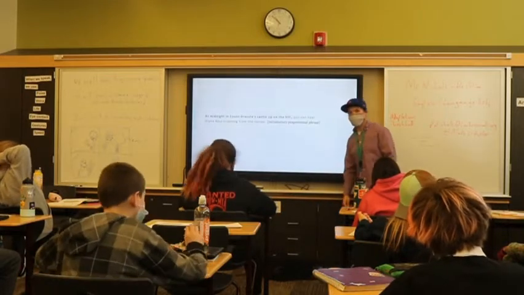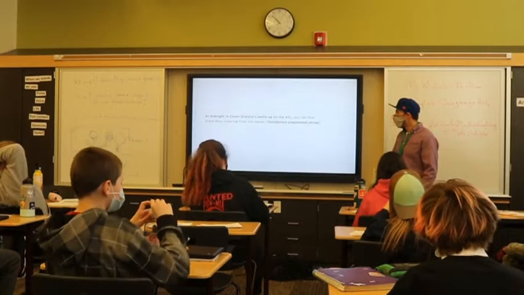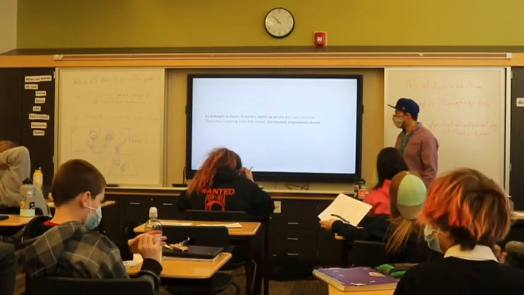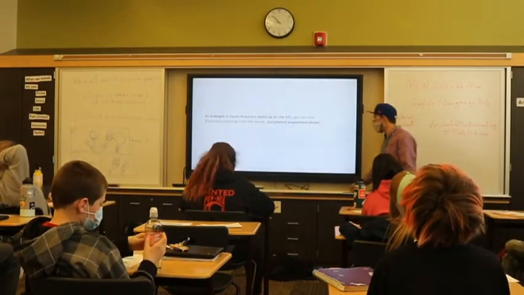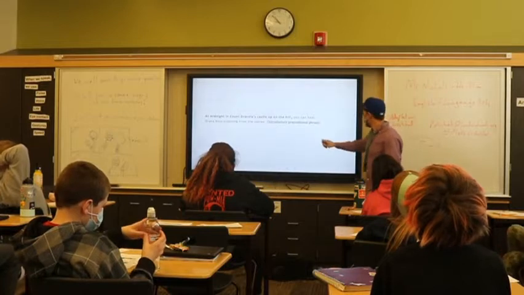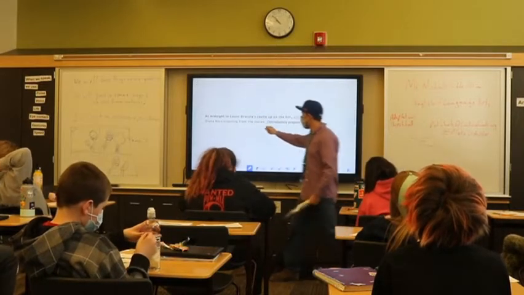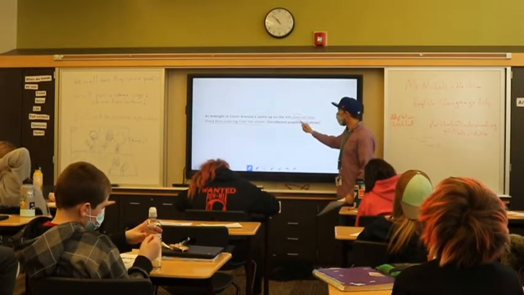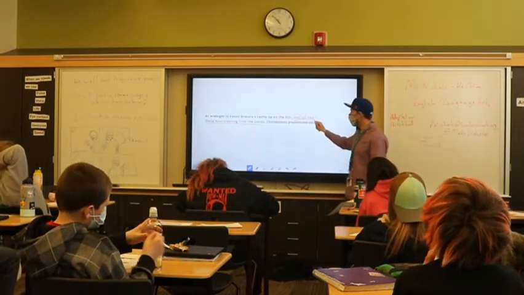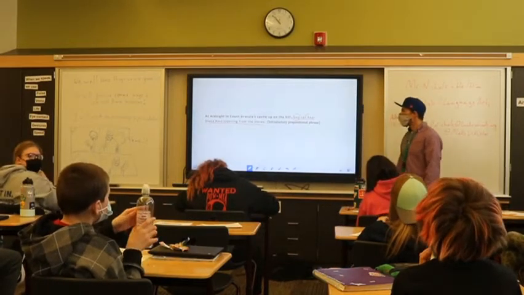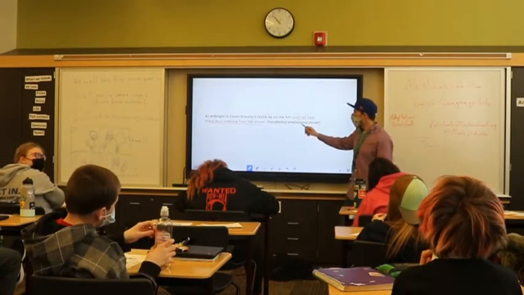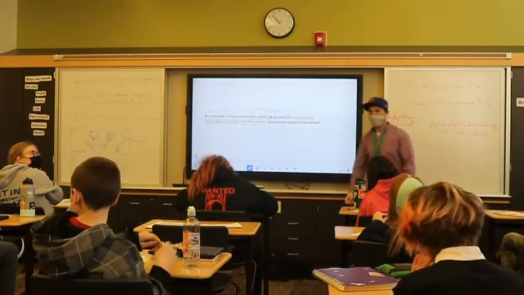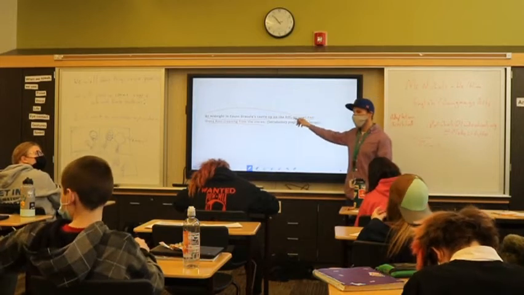Here's one example. At midnight in Count Dracula's castle up on the hill, comma, you can hear Diana Ross crooning from the stereo. If we look at it, this is the main clause. It is a complete sentence with a subject. It has a verb phrase here, which is can hear. And then a complete thought. This whole chunk of stuff is just introducing that main clause. And so we separate it from the main sentence with a comma.